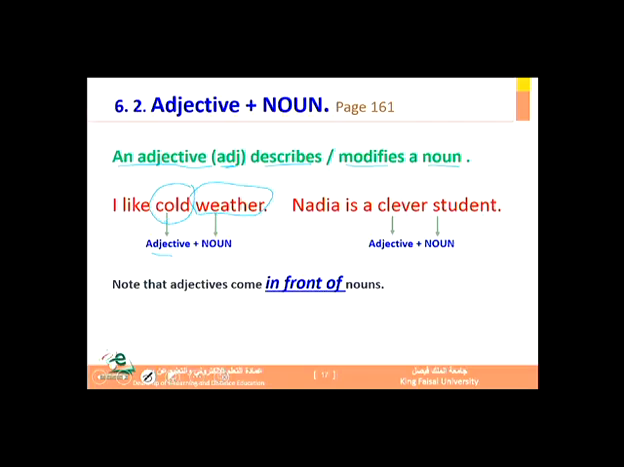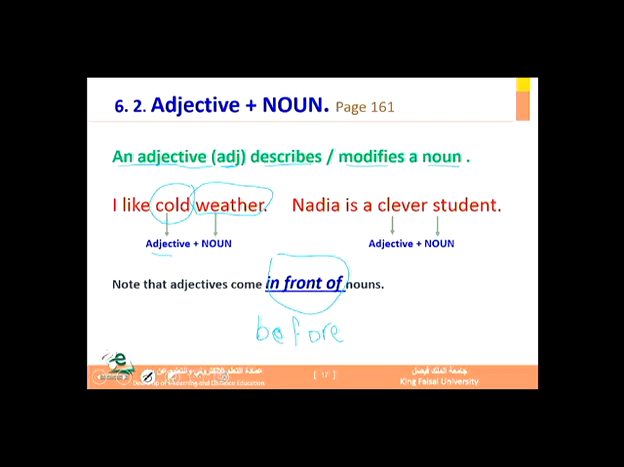So, I like cold weather. The adjective comes in front of nouns, or if you like, before the nouns. The same thing. Adjectives come before the nouns or in front of nouns. So this is the noun, and they come in front of the noun.